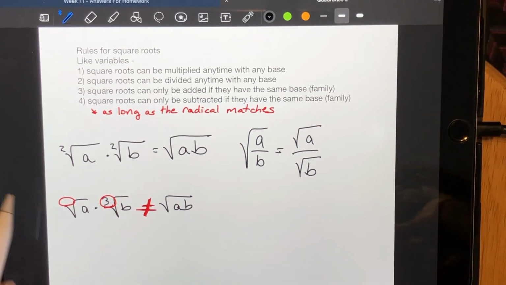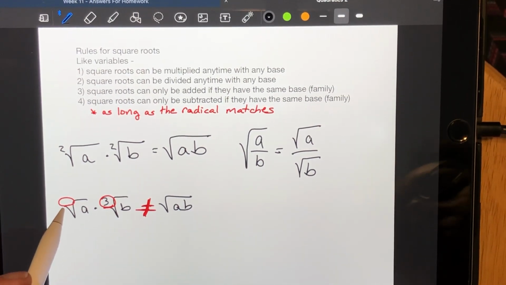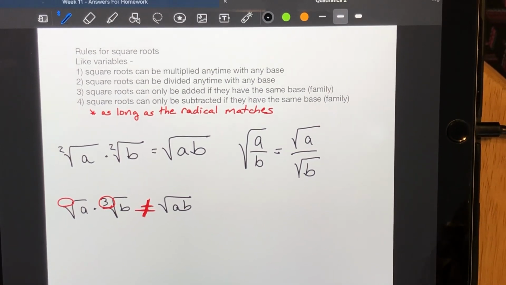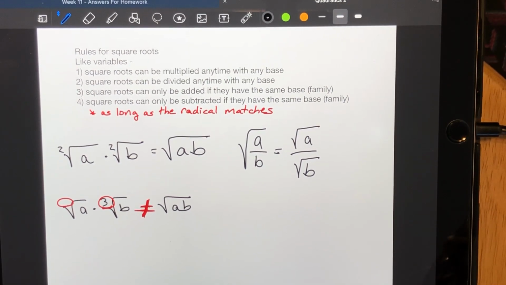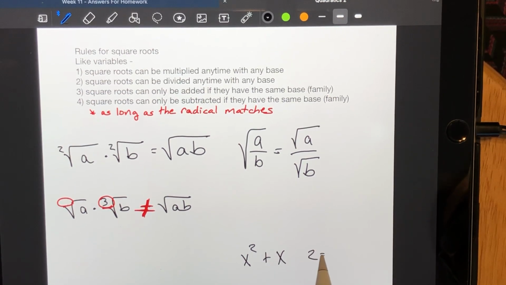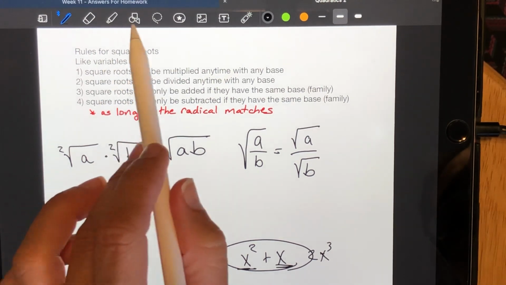Now, the thing to note is, again, that the radical root must match. We are thinking about this as like terms, like families, in the same way that you cannot take x squared and add it to x and get that to be 2x cubed, or however you would want to do that. They have to stay as two separate terms. These are two separate families.